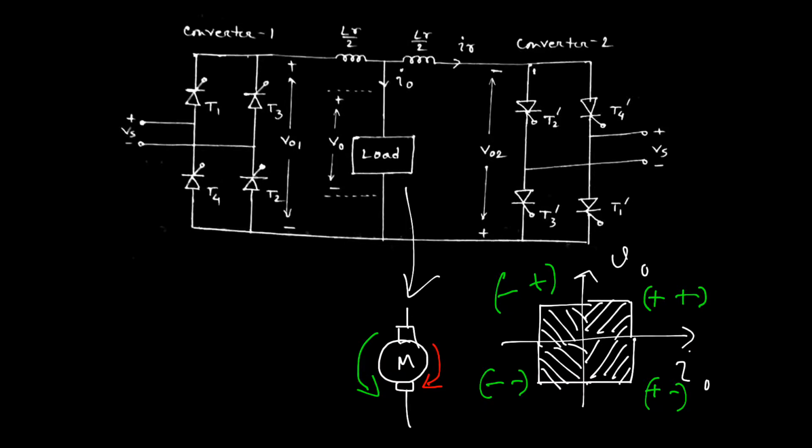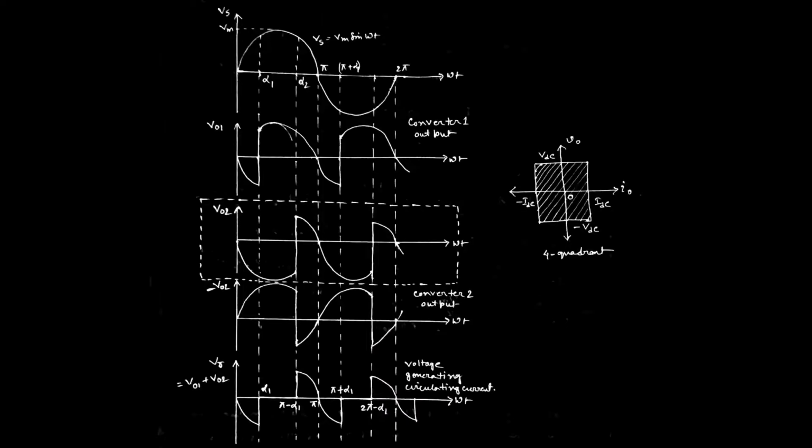So this is all about the 3 modes of operation for the dual converter. Now let me discuss the waveforms. Here we consider the axis: the supply voltage Vs, VO1, the output voltage from converter 1, and this is the output voltage of converter 2, as they are connected back to back.